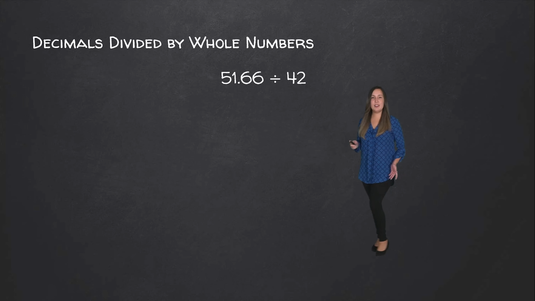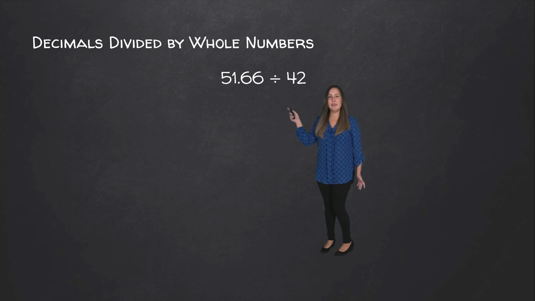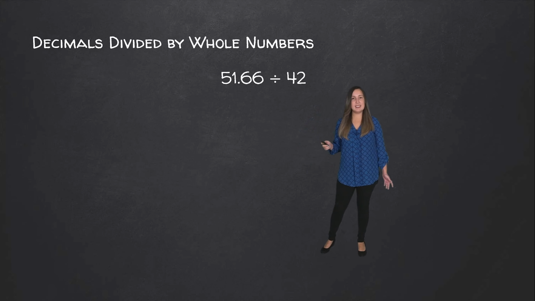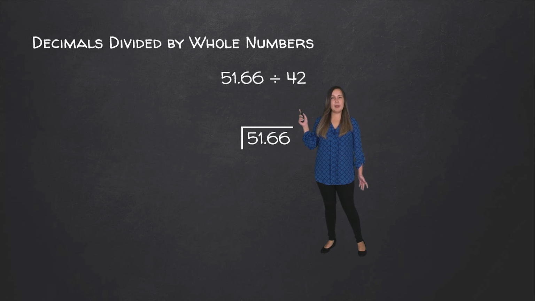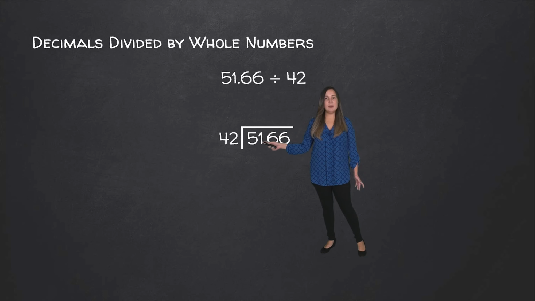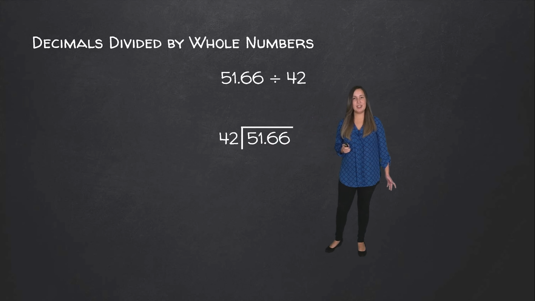Now let's do another example. Here we have 51 66/100 divided by 42. 51 66/100 is our dividend, so we write that number on the inside. And we're dividing by 42, so that would make 42 our divisor, and that number would go on the outside. All right, so let's start off by dividing normally.